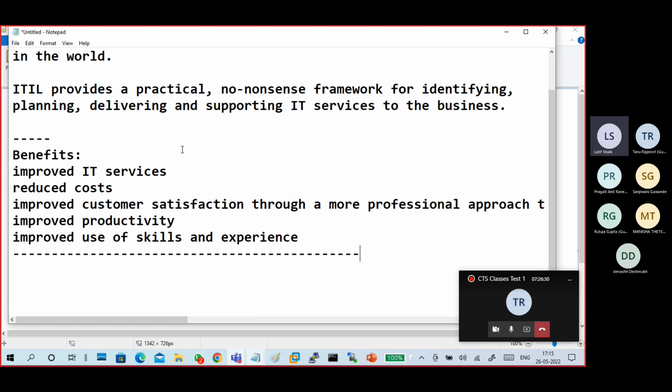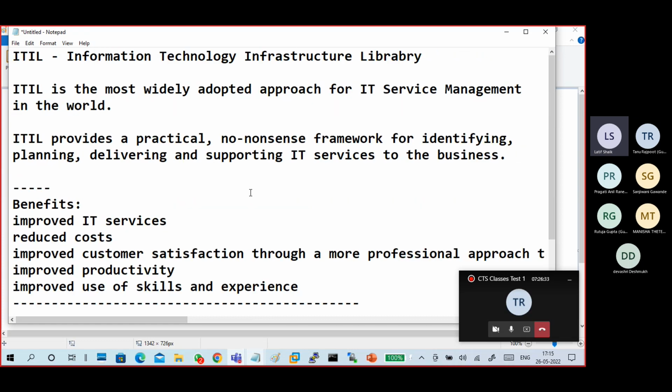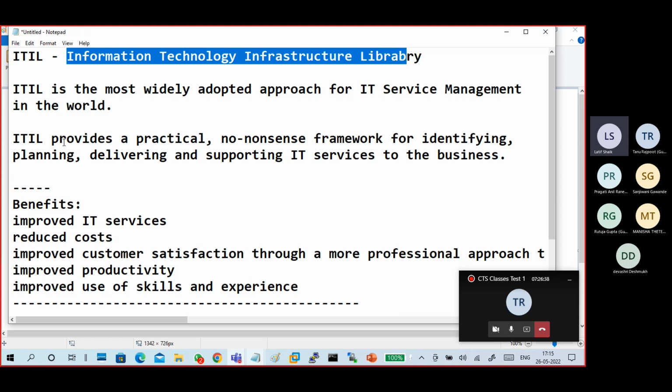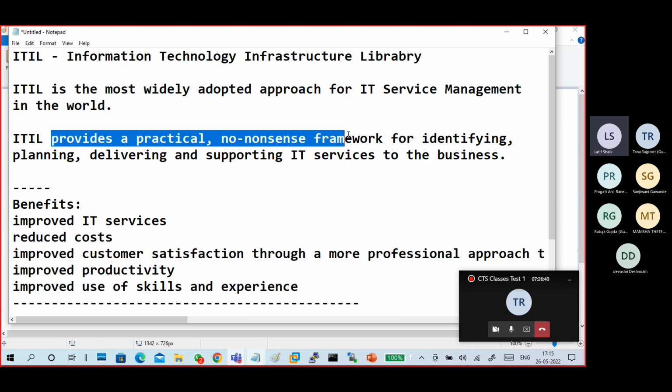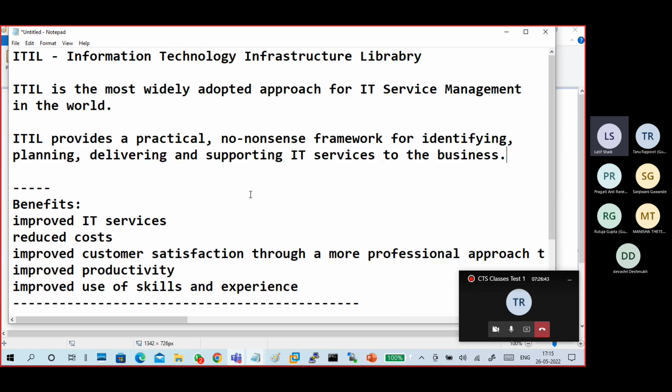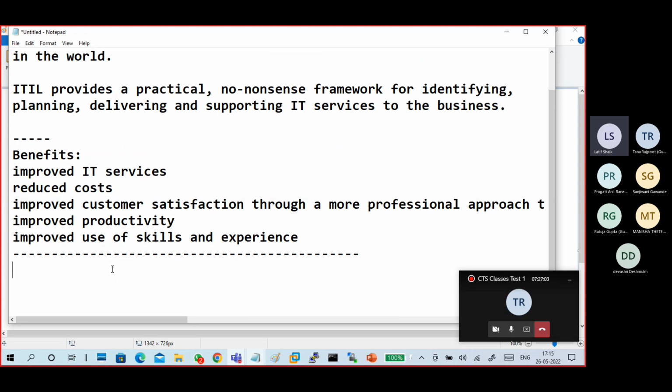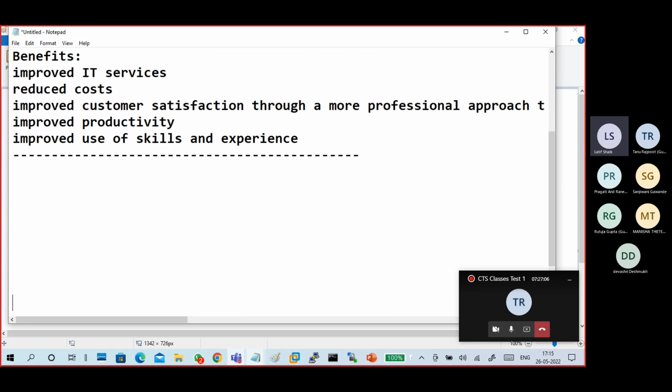Guys, I will explain all these things again, but look here. What is ITIL? ITIL is the IT Infrastructure Library, which provides a practical, no-nonsense framework for identifying, planning, delivering, and supporting IT services to the business. So this is point number one. Point number two, benefits of ITIL: improve IT services, reduce cost, improve customer satisfaction, improved productivity, improved use of skills and experience.